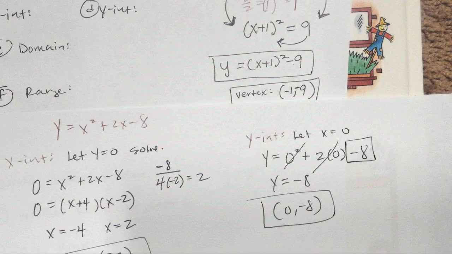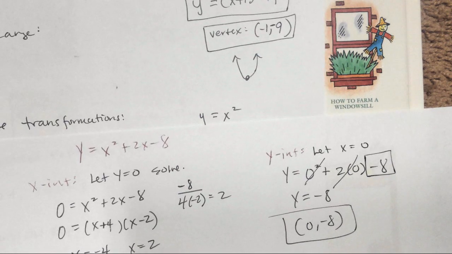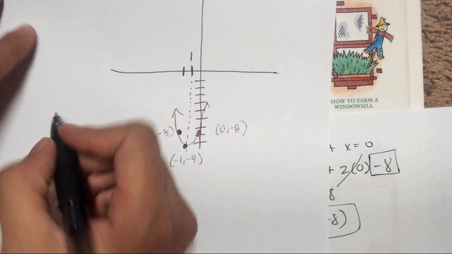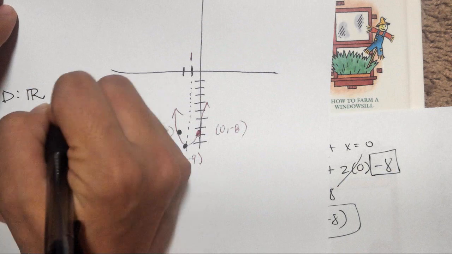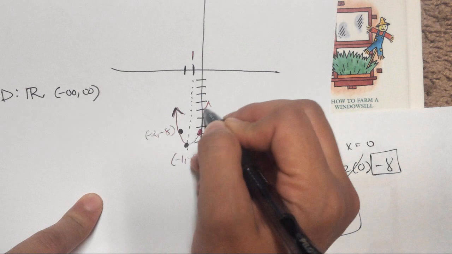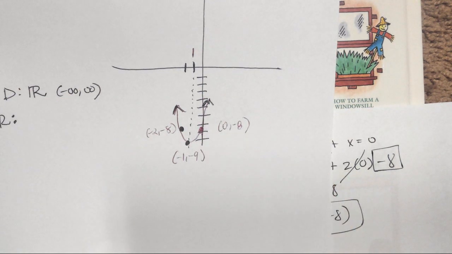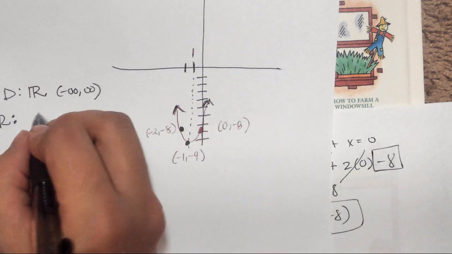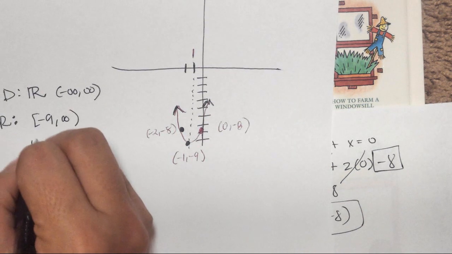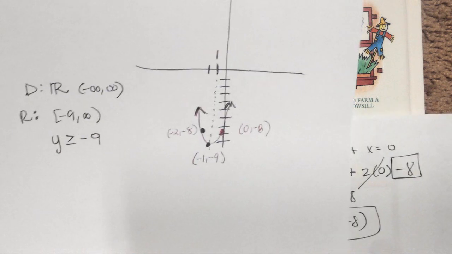Alright, domain and range. So my domain for my parabola, I graphed it so it's over here if you want to look at it again. So my domain is all real numbers, negative infinity to positive infinity for the parabolas because it's going to go to the left and right forever. And then my range is bottom to top, so that's going to be negative 9 all the way to positive infinity. Or you can write it as y is greater than or equal to negative 9. Bottom to top.